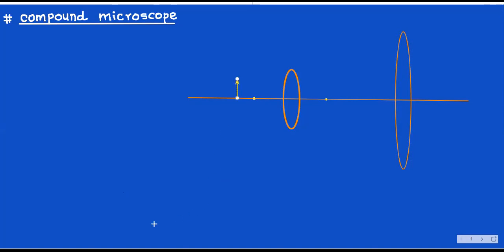We are keeping object here. This is your F naught, that is focus of this objective lens. Here also this is your F naught. This one is focus for this lens, that is FE, focus of this eyepiece. And here you are having optical center of this eyepiece, and this is optical center of this objective. Now this object is placed here, so let's name it as AB. This is an object placed.